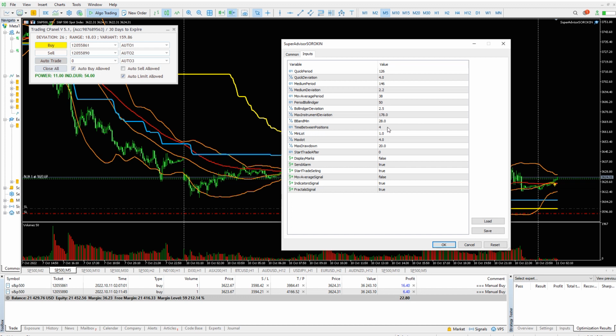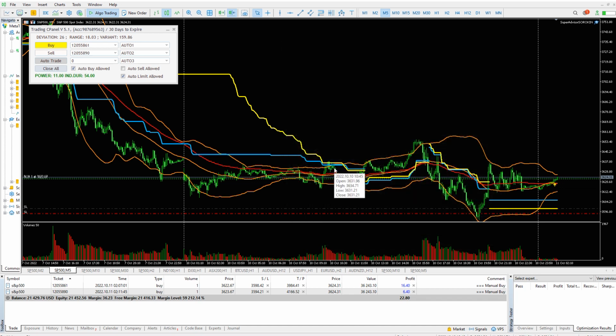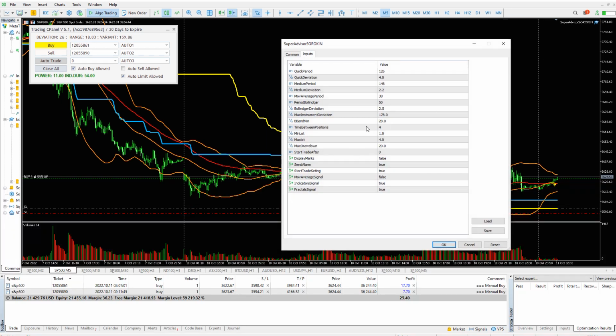Also time between positions. Sometimes you can't really start your next order right after another one, because most of the time it's a fake, kind of like a needle. So you have to wait some period of time between positions. It's very logical, and the system found this one is optimal. Then minimum lot, which is 1, and maximum lot 4.